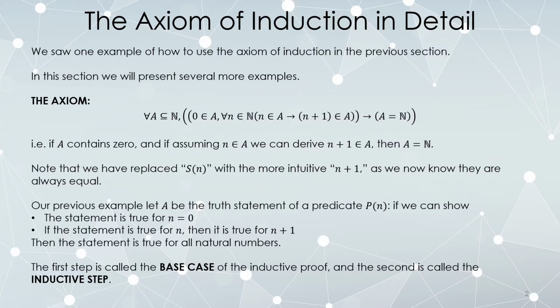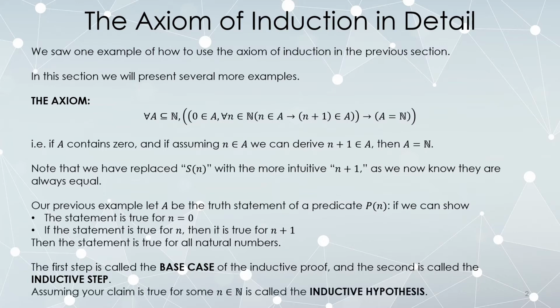That first step is called the base case. Show that for a specific number, 0, the statement is true. The second is called the inductive step. If the statement is true for some number n, then it is also true for the number n plus 1. This is just language to describe using this axiom. Showing the statement is true for 0, you simply call the base case, and then this conditional statement, if it is true for n, then it is true for n plus 1, proving that conditional statement is called the inductive step.